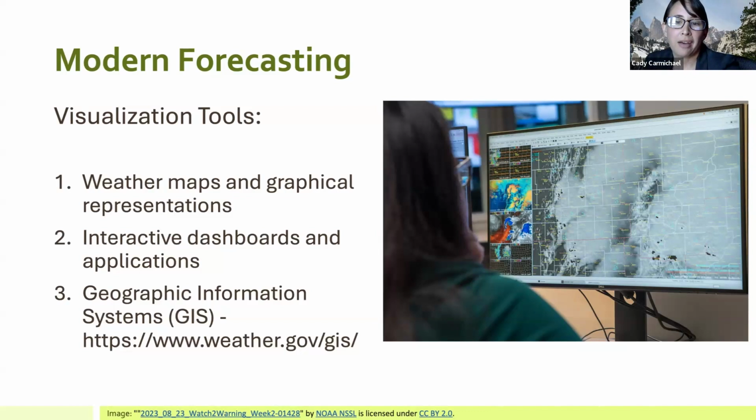You also have things like open weather dashboards. IMBD has dashboards and other visualization tools as well. And then you have countless apps that are out there right now. AccuWeather is one of my favorite. You've got just weather apps, weather channel apps, Weather Underground, etc. All of those are key pieces, obviously, in communicating this information.